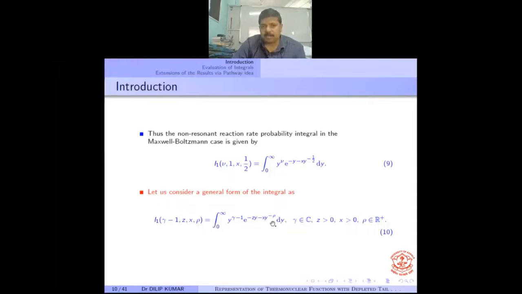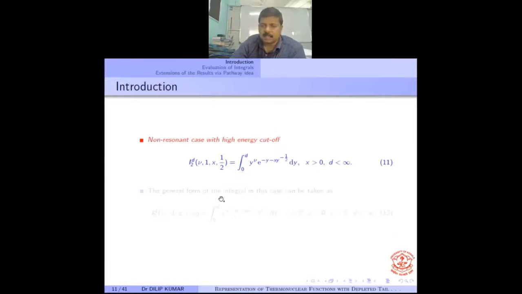We call it I1 for sake of convenience. This is the integral we call this since we are using the Maxwell-Boltzmann velocity distribution. This integral is called the reaction rate probability integral in the Maxwell-Boltzmann case. If there is a cutoff in the high energy tail, then we will take a D, which is a cutoff value, and in that case the integral will be this, and in the general case we can consider an integral like this, which is in equation number 12. And if there is a depletion, here I am focusing on the depleted reaction rate.